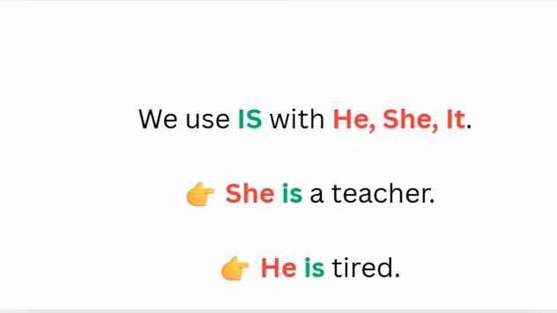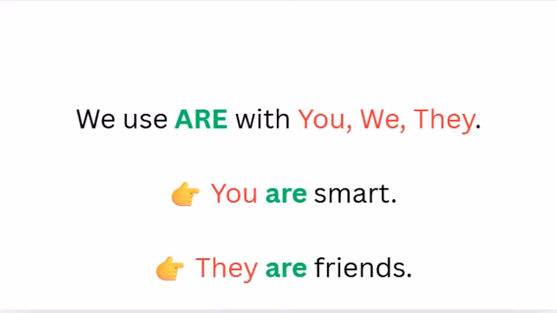Okay, next we will use is with he, she, and it. She is a teacher. He is tired. It is coming. And we use are with you, we, and they. You are smart. They are friends. We are going.